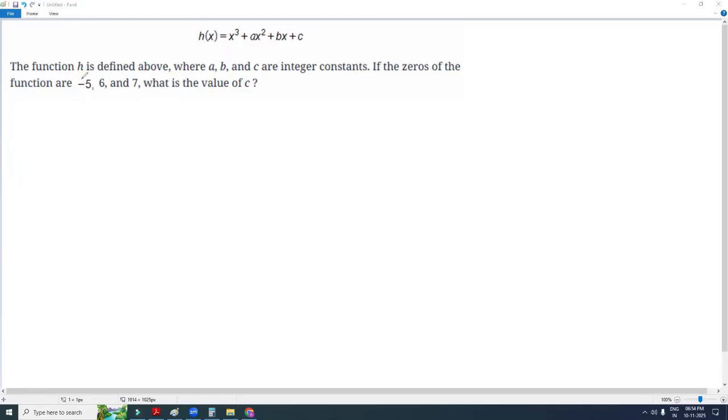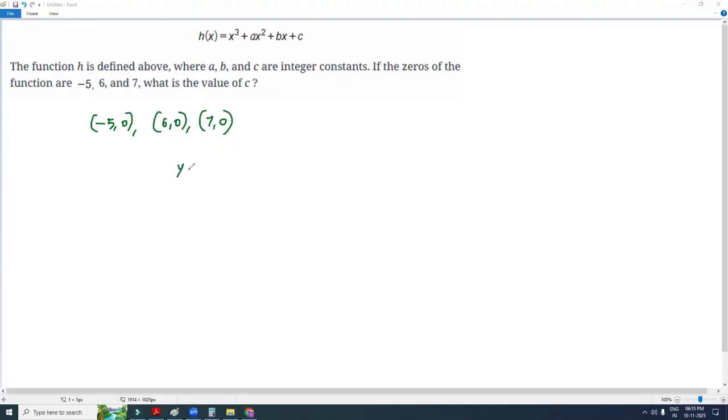And the question says these three numbers are zeros of the given function. That is, the graph of the given function has x-intercepts at these three values. So the first x-intercept is (negative 5, 0), the second x-intercept is (6, 0), and the third x-intercept is (7, 0). And usually when we have a function like h of x over here, this h of x gives a value of y. So we can replace this h of x by y.